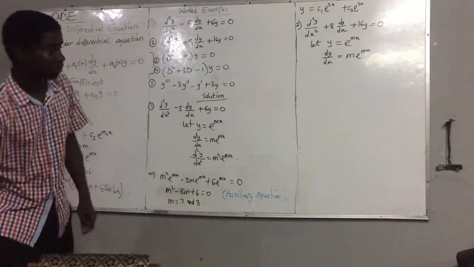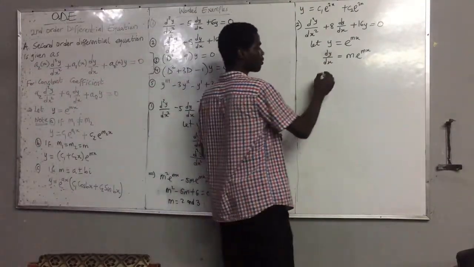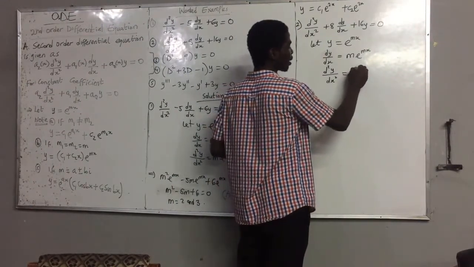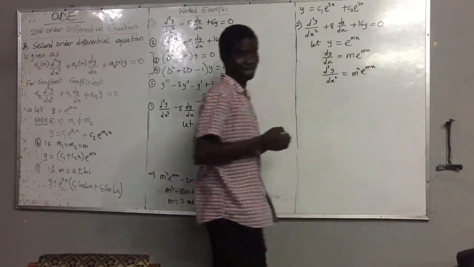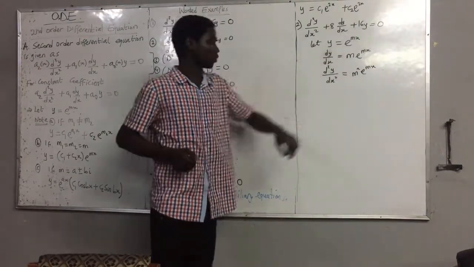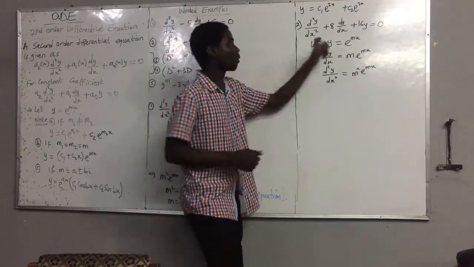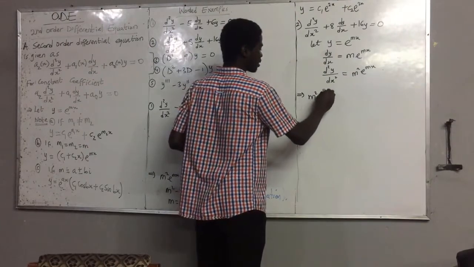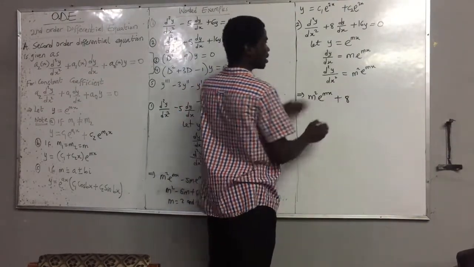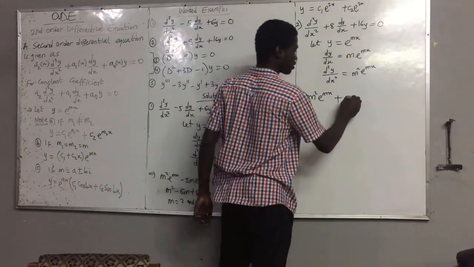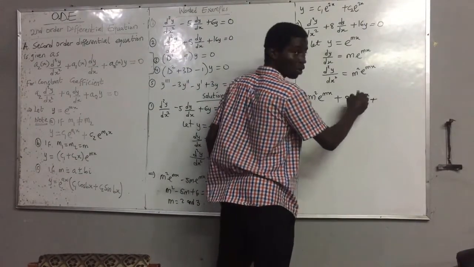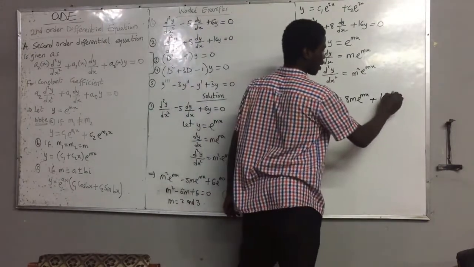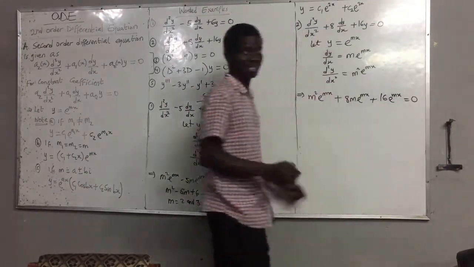So now differentiate the second time, you have what? d squared y over ds squared, and this is m squared e raised to power ms. Do you understand? Substitute into this equation. d squared y over ds squared is m squared e raised to power ms. You put it here. m squared e raised to power ms plus 8. dy ds is what? m e raised to power ms, plus 16. y is what? y is e raised to power ms. e raised to power ms is equal to 0.